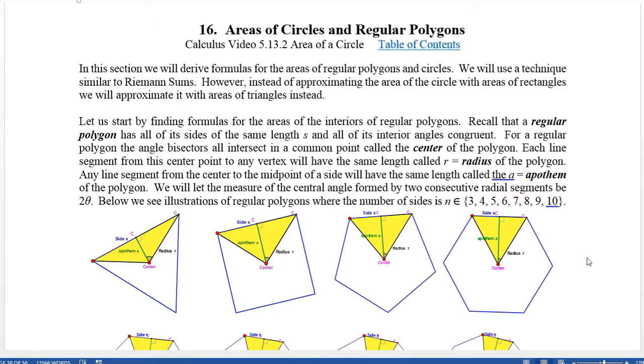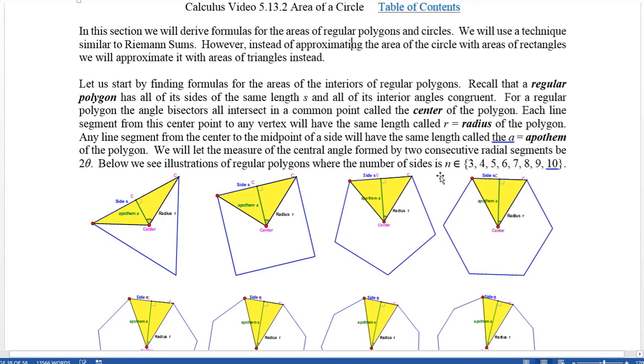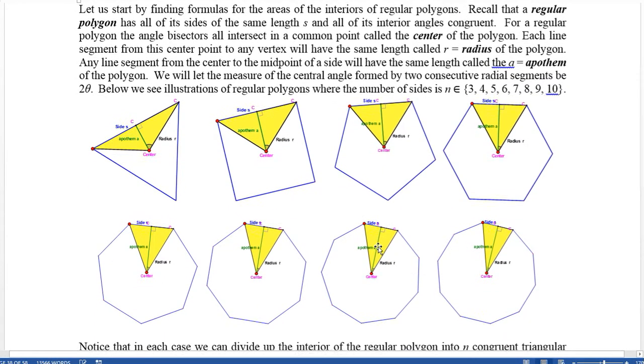In this video, we're going to talk about areas of circles and regular polygons. So we're going to derive formulas for both of these types of shapes. We're going to start with looking at areas of regular polygons. And notice that it's similar to what we did with Riemann sums, where we divide things up into rectangles. But here, instead of rectangles, we're going to look at triangles to divide it up.